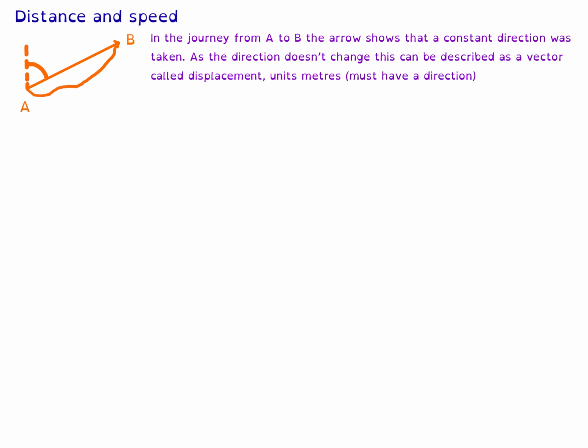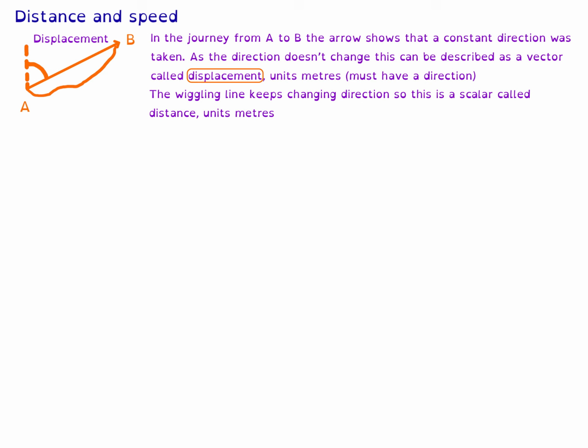In the journey from A to B, the arrow shows that a constant direction was taken. As the direction doesn't change, this can be described as a vector called displacement, units meters. It must have a direction. The wiggling line keeps changing direction, so this is a scalar called distance, units meters.